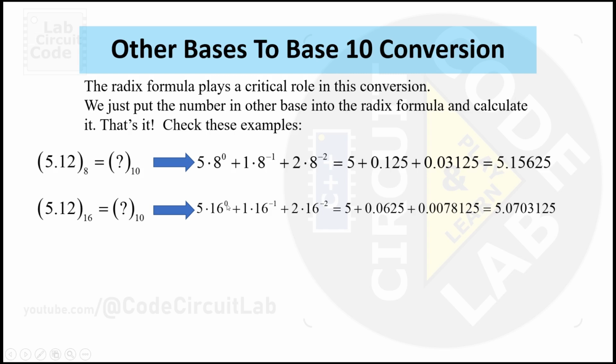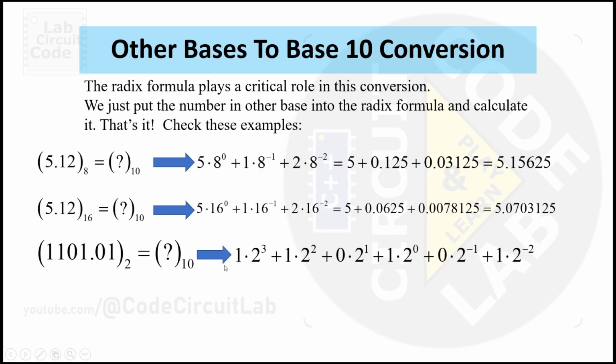The same number could be in base 16, for example here, and then the radix formula would be 5 by 16 to the power of 0 plus 1 by 16 to the power of minus 1, and so on. We actually calculate what we have here, write them down, and add them up. We may also have a binary number converted to base 10, which would be something like this.